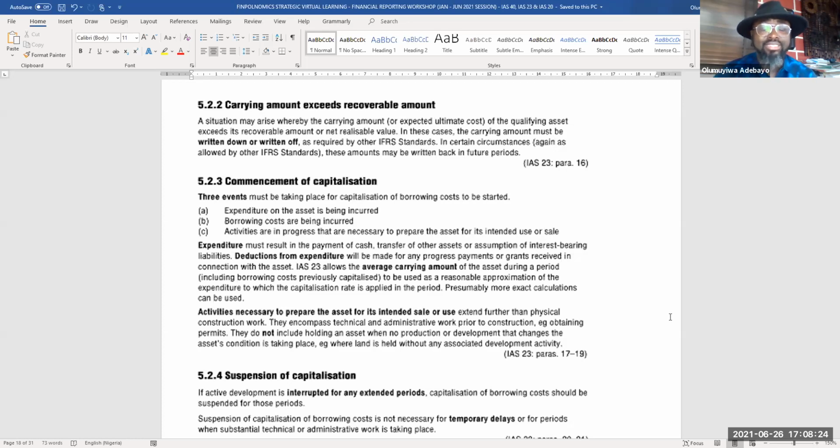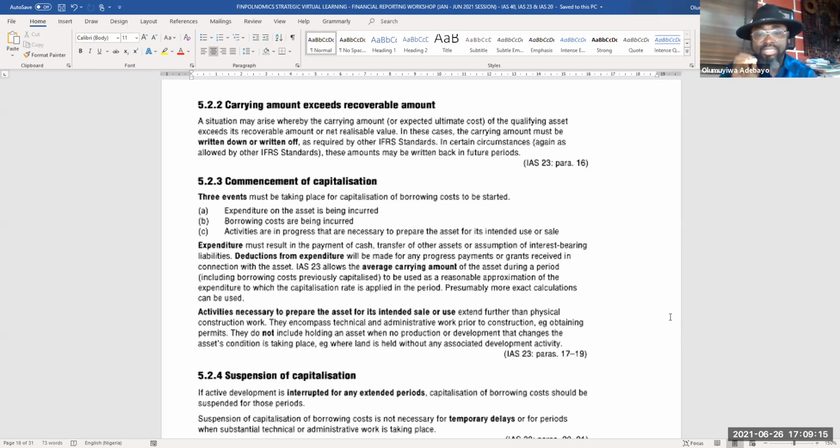Now, what also matters extensively is the commencement of capitalization. You only commence the capitalization of a borrowing cost under certain conditions. 3 conditions must exist. The conditions are as follows. 1, expenditure must have been incurred on that asset. 2, the borrowing cost must also have been incurred, which means you have borrowed to fund and you are incurring costs relating to that borrowing, which is specific to that borrowing. And 3rd, activities are in progress that are necessary to prepare the assets for intended use, which means construction is going on, production is going on, manufacturing is going on.